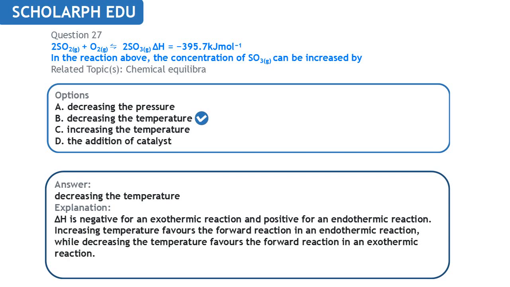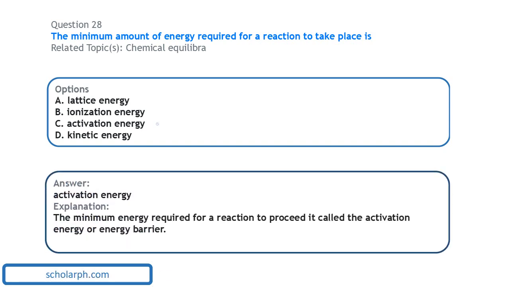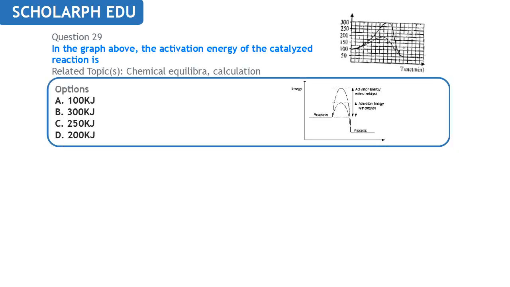The minimum amount of energy required for a reaction to take place is what we call the activation energy. It's also called the energy barrier of a reaction. It is the minimum energy that is needed for a reaction to proceed. In the graph above, the activation energy of the catalyzed reaction is reduced. What a catalyst does in a reaction is it reduces the activation energy.